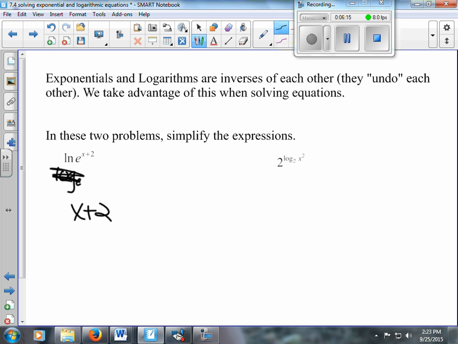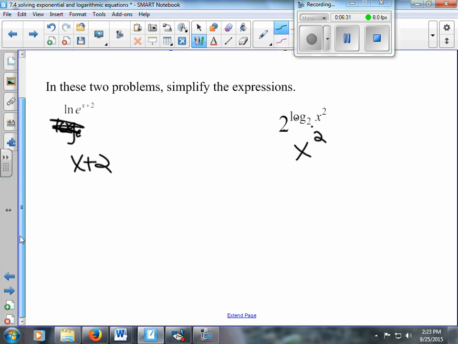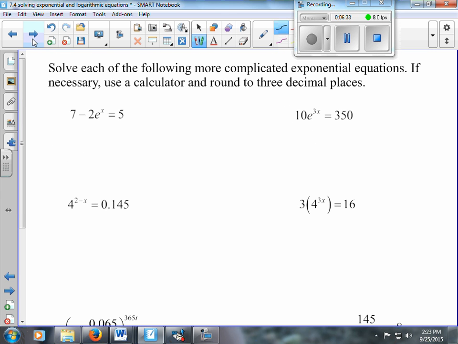The same thing is happening in this next example. However, the common base is 2. I have an exponential with 2 as its base, and in the exponent, I have a logarithm with 2 as its base. So those cancel, and I have simply an x squared left. Okay.